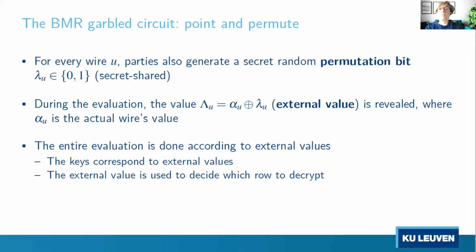This lambda_U is used to mask the actual value on the wire. And looking ahead, an evaluator will only know the masked value, which here I called big Lambda_U. And the entire evaluation is done according to the masked values. So this masked value is also called the external value. And here the actual value on the wire is denoted by alpha_U. So the big Lambda_U is the external value, alpha_U is the actual value, and lambda_U is the permutation bit. The permutation bit essentially allows us to solve the problem of permuting the rows in the garbled table.